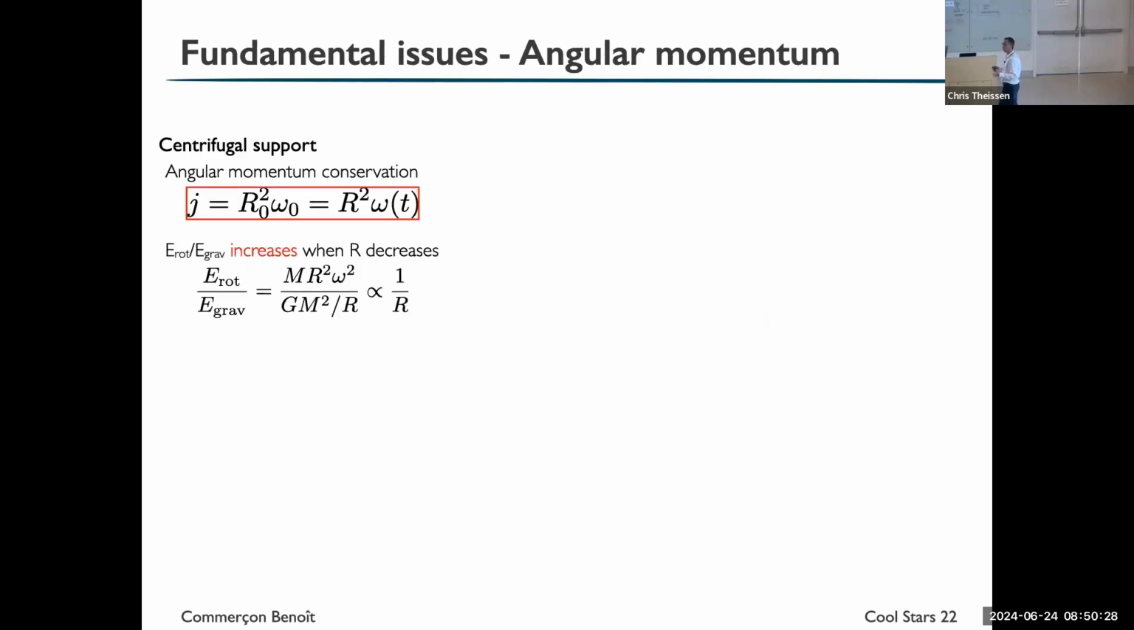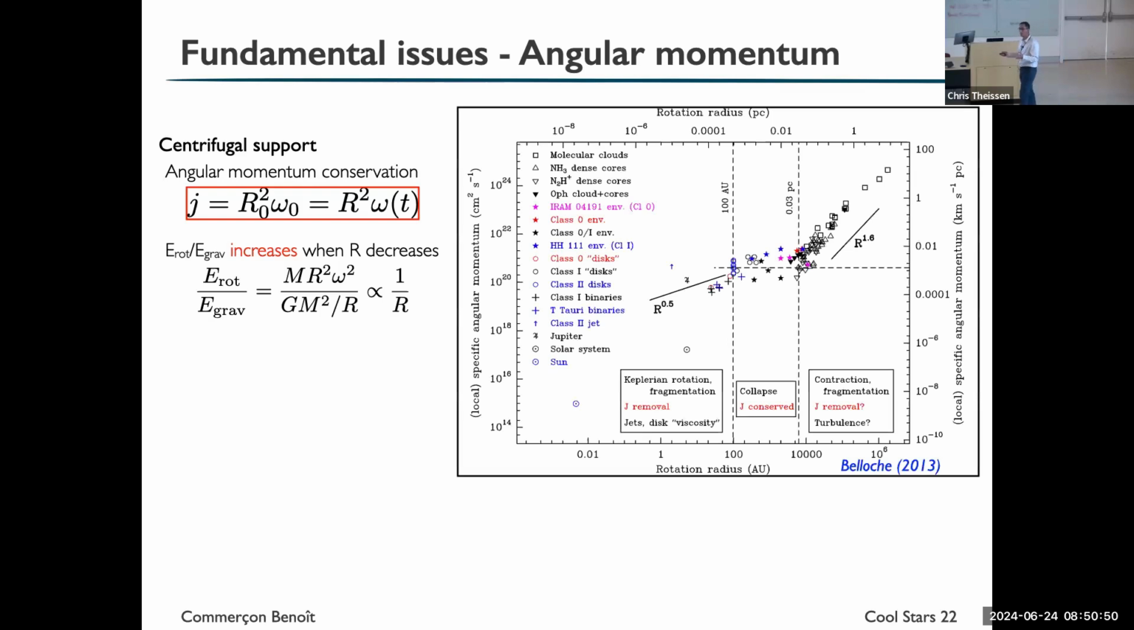Okay, so what are the fundamental issues? I think you are all aware of it: angular momentum. If we assume that angular momentum is conserved, and we look at the evolution of the ratio between the rotational energy and the gravitational energy, we see that as the radius decreases, this ratio increases, meaning that at some point, collapse will stop and we will form a disk. Yet, if we look at the specific angular momentum as a function of the radius, as compiled by Arnaud Belloche in 2013, we see that this angular momentum decreases.